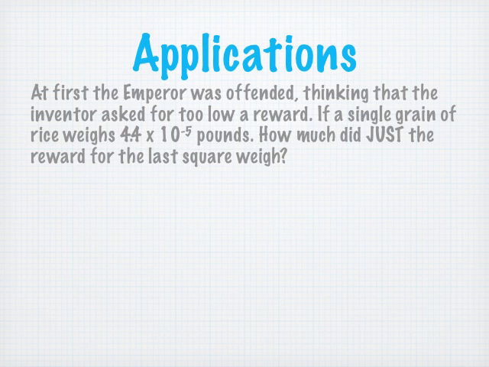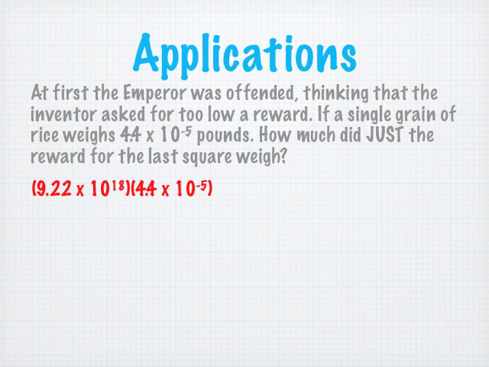At first, the emperor was offended, thinking that the inventor asked for too low a reward. If a single grain of rice weighs 4.4 times 10 to the negative 5th pounds, how much did just the reward for the last square weigh? Well, we have our 9.22 times 10 to the 18th. That's what we got on the last slide. That's how many grains of rice there were.